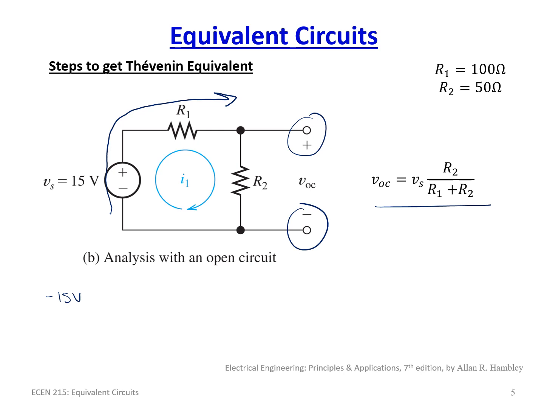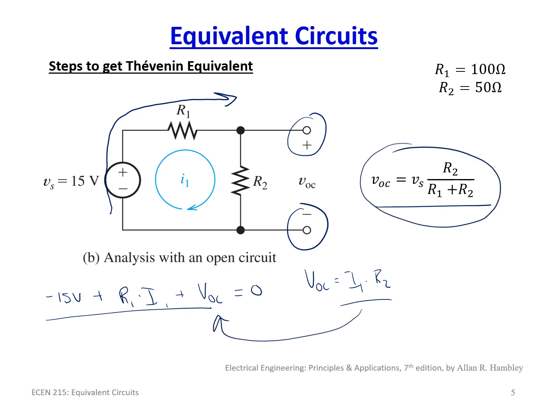So minus 15 volts plus the voltage drop across R1, which is R1 times I1, this current, plus the voltage drop across R2, which is actually VOC. That's what we're actually interested in, VOC, and all of this must be equal to 0. And VOC is simply, in this case, I1 times R2. So if you solve all this, making it all equal to each other, you'll end up with this formula right here. So that's where all of that comes from.